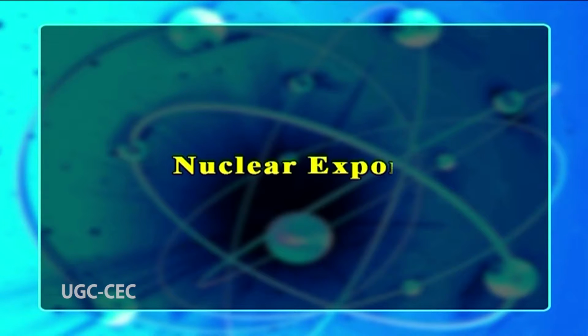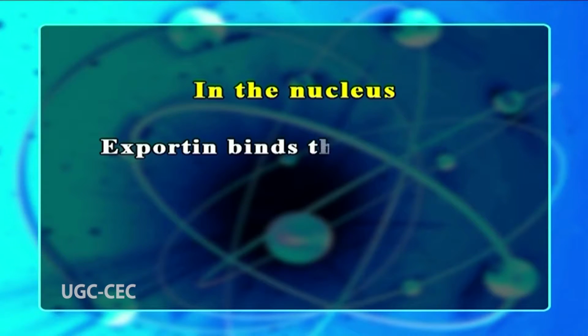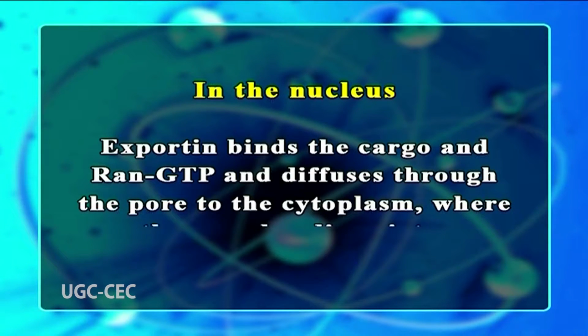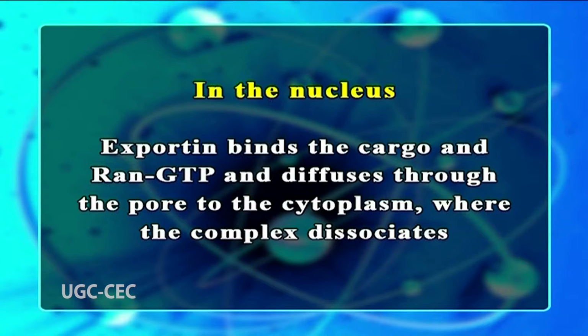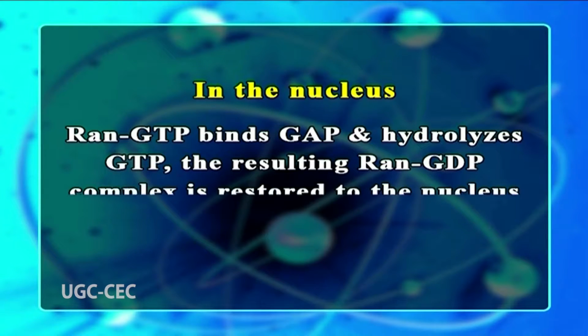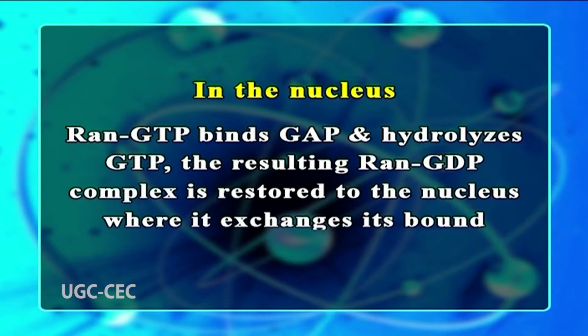Now coming to the next, that is nuclear export. Nuclear export roughly reverses the import process. In the nucleus, the exportin binds the cargo and RAN GTP, diffuses through the pore to the cytoplasm, where the complex dissociates. RAN GTP binds GAP and hydrolyzes GTP. The resulting RAN GDP complex is restored to the nucleus, where it exchanges its bound ligand for GTP.